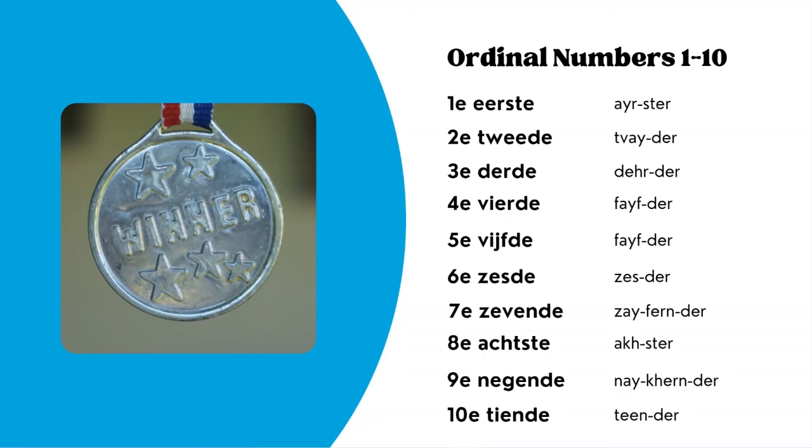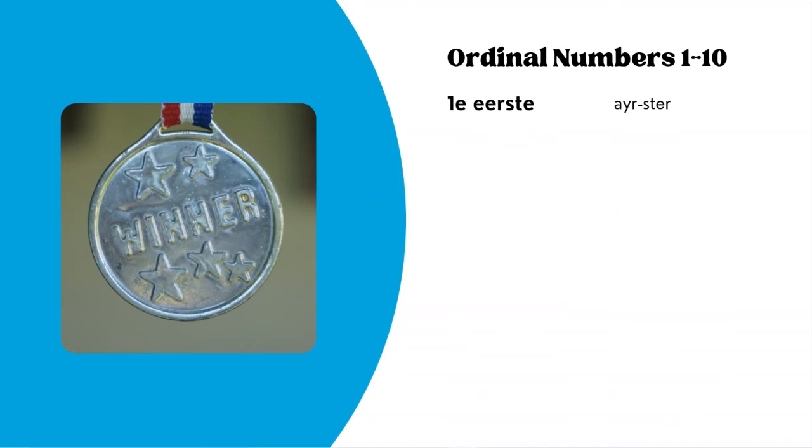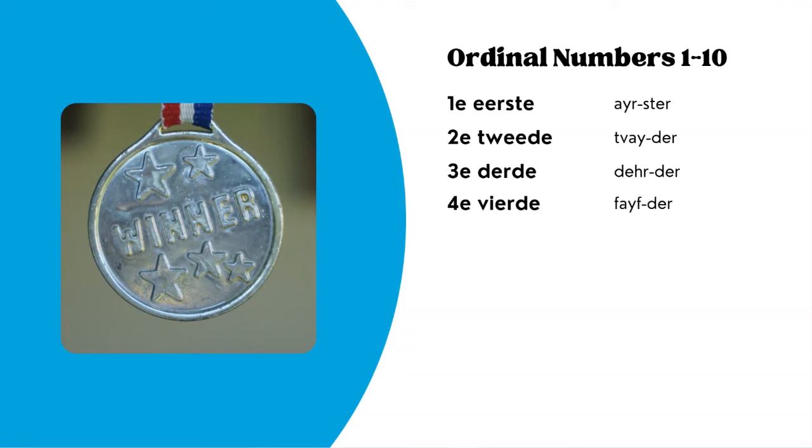Okay, let's practice these together. Repeat after me. The first one, you are the first at the competition, so you say eerste. Yes, repeat after me. Eerste. Dan tweede. Repeat after me. Tweede. Yes. Derde. Repeat after me. Derde. Okay, good. Then we go to fourth and dat is vierde. Repeat after me. Vierde. Then we go to number 5 and dat is vijfde. Vijfde. Then we go to number 6 en dat is zesde.